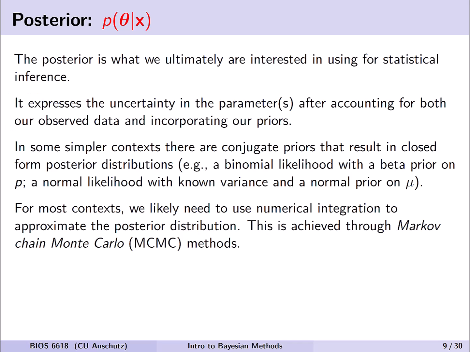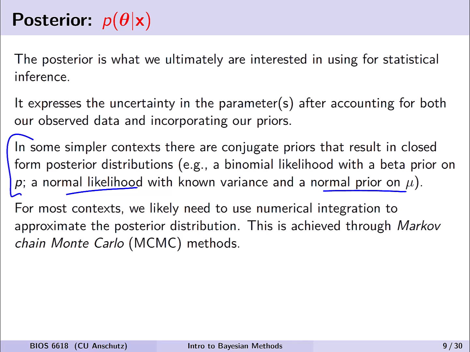Now, it is worth noting that there are some simpler contexts where there are what are known as conjugate priors that result in a closed form posterior distribution. An example of this is if you have, let's say, a binary outcome or a binomial likelihood, and you place a beta prior on that probability p, we have what's known as a beta binomial model, and that's a closed form solution with a known variance, mean, and so forth. Likewise, if we have a continuous outcome, let's say a normal likelihood where we assume known variance and we place a normal prior on mu, we actually have this normal-normal conjugate distribution, and so our posterior also is normal.